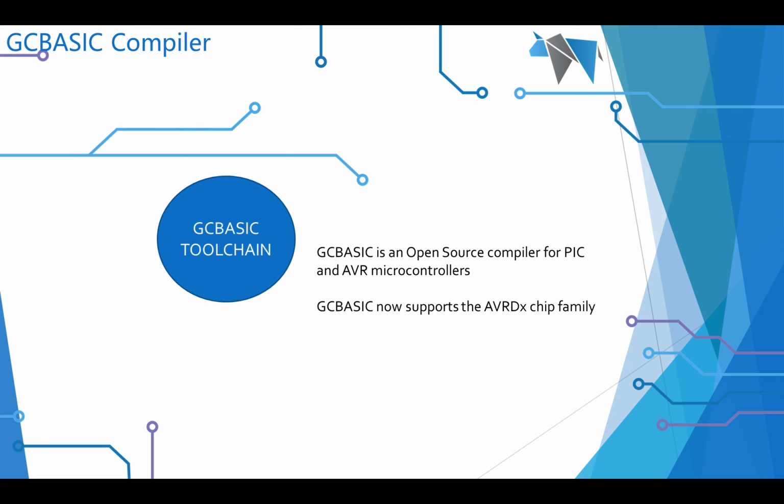So let's recap what GCBASIC is. It's an open source compiler for PICs and AVRs. It supports these DXs. It also supports LGTs. I'm working on a new chipset from Nuvoton. It could do Z80. It can do 6502. These are the main ones.